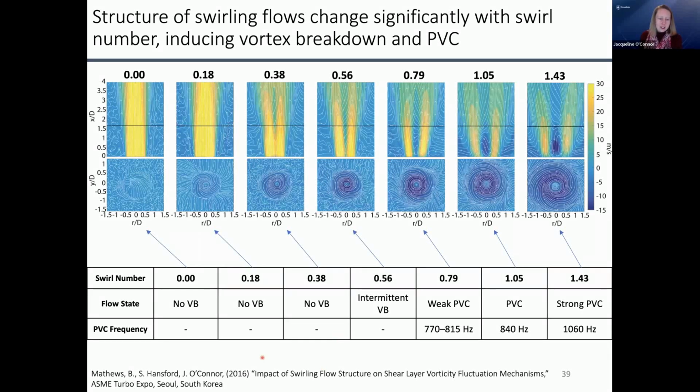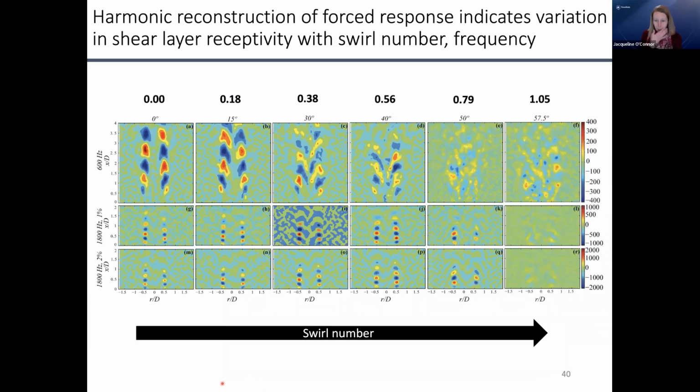And the paper that Ben wrote on this work is shown here. This is a really nice paper. So what Ben did was he took all this PIV data, he took it at two frequencies, 600 hertz and 1800 hertz, a couple different amplitudes for 1800 hertz.